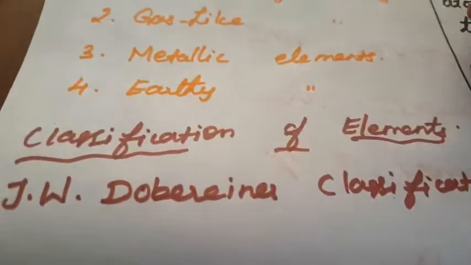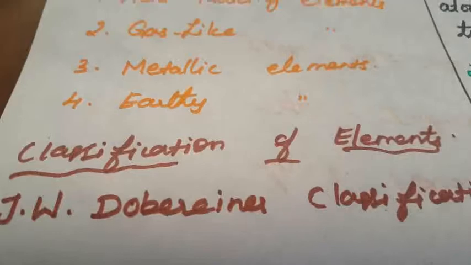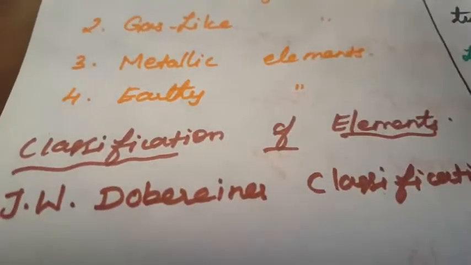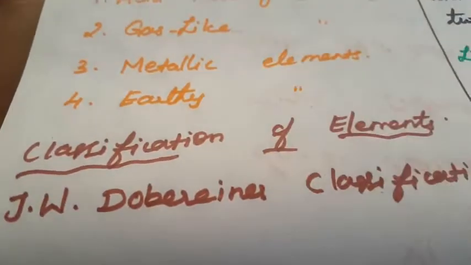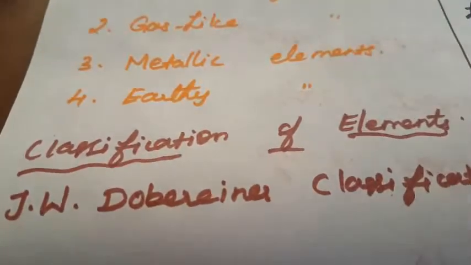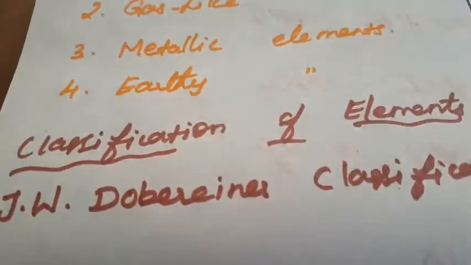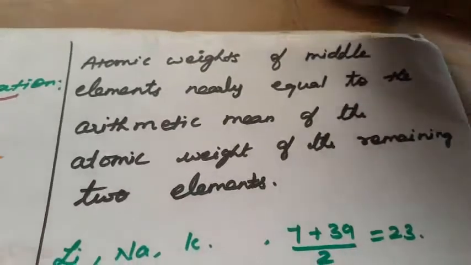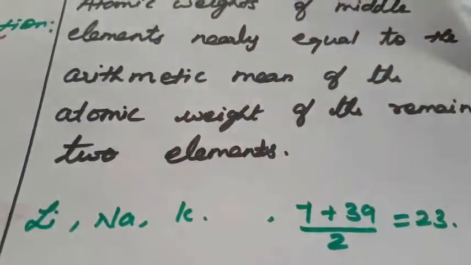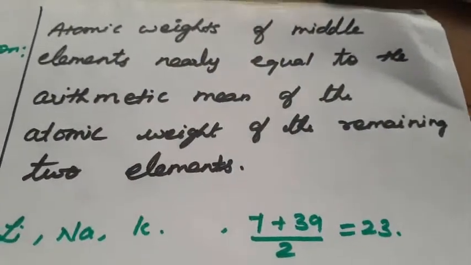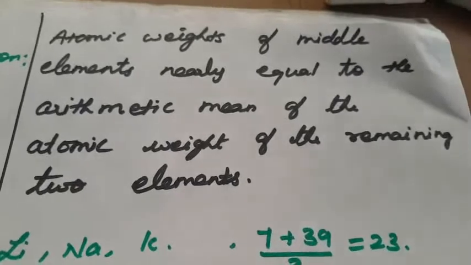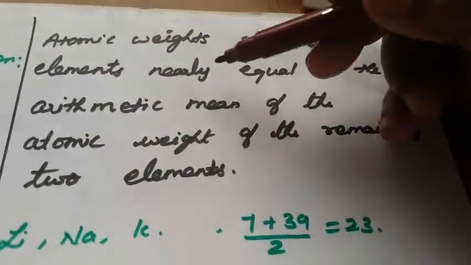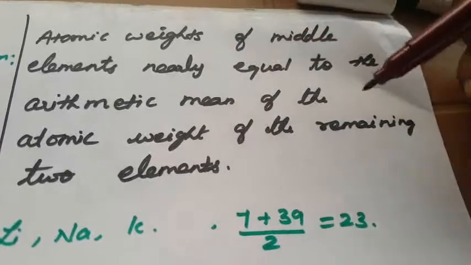Okay. Second one. This classification also failed to explain or to contain all the elements in the periodic classification. So next is the Dobereiner classification. Dobereiner developed the periodic table according to atomic weight. The atomic weight of the middle element is nearly equal to the arithmetic mean of the atomic weights of the remaining 2 elements. So what is the meaning of that?